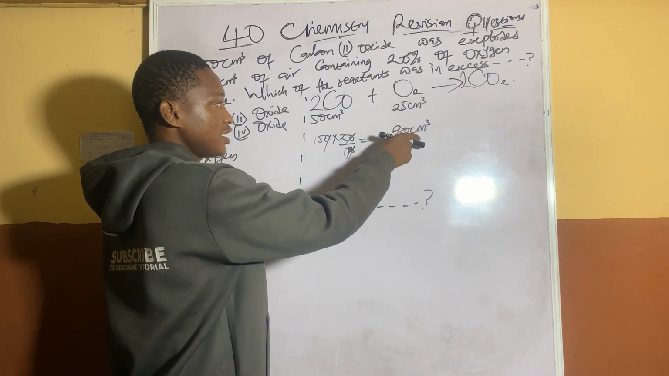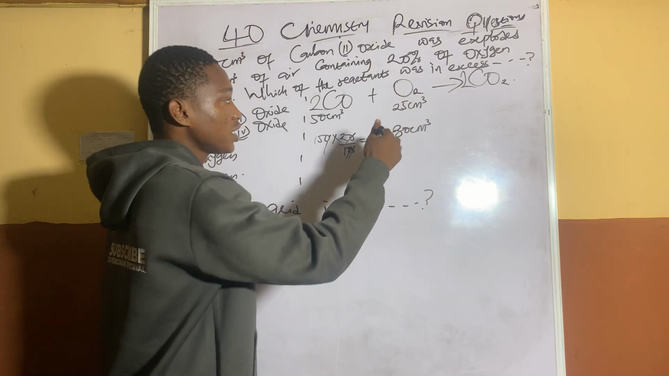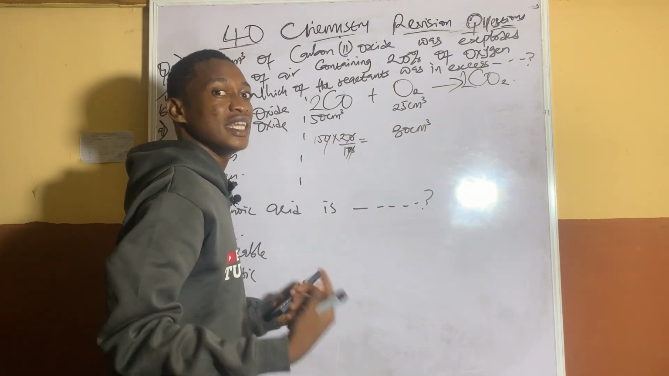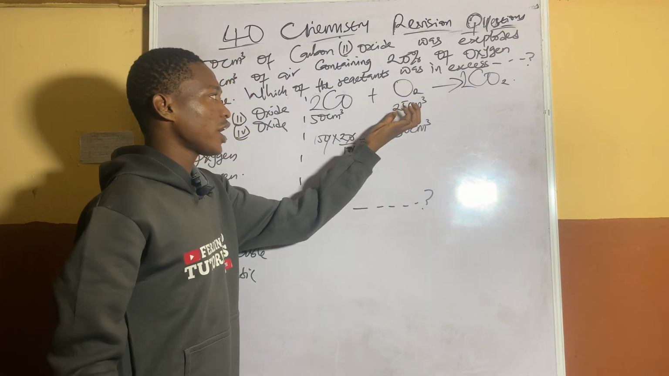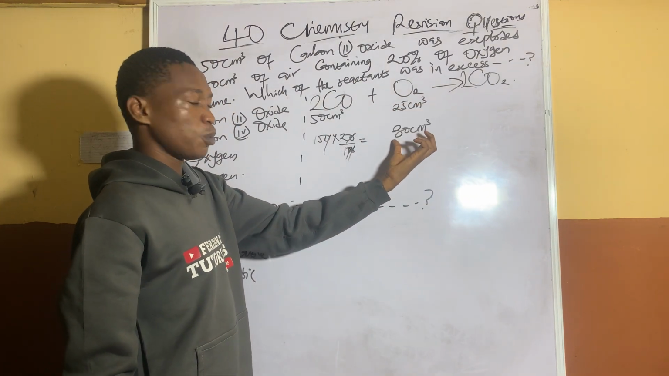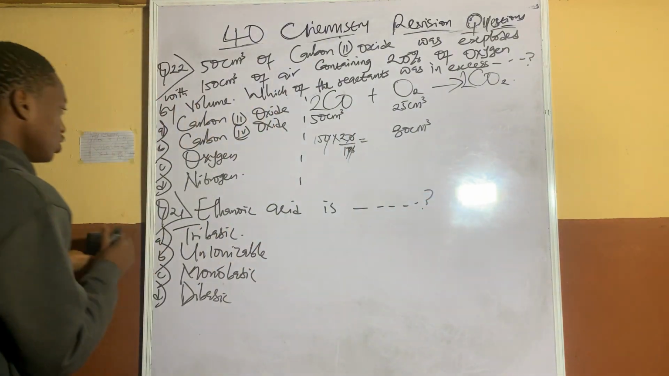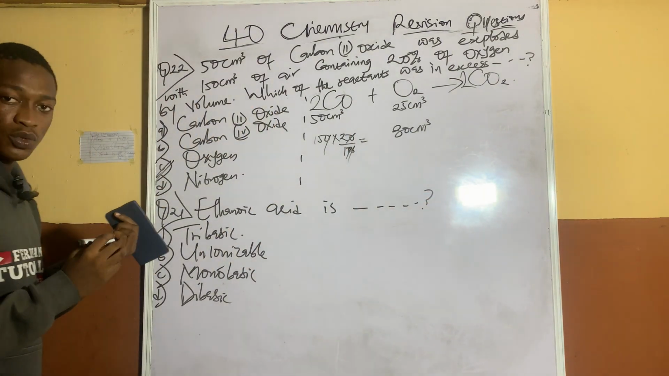So because we have 30 cm cube, we can say that 30 is greater than 25. So we say that oxygen is the one that is in excess. Because the only thing required for this reaction to happen is just 25 cm cube of oxygen. But after explosion, we are seeing 30 cm cube. That means oxygen was too much. So the answer is oxygen.